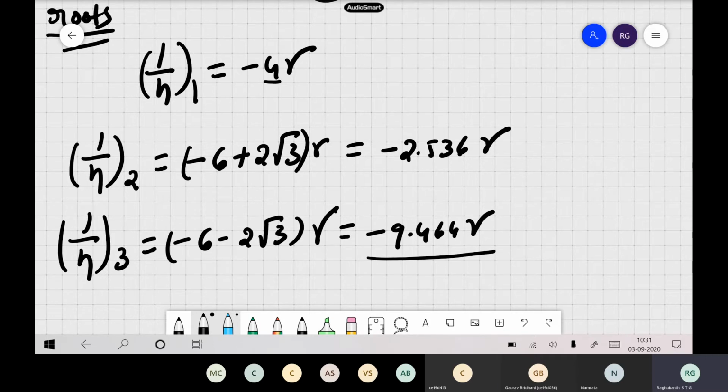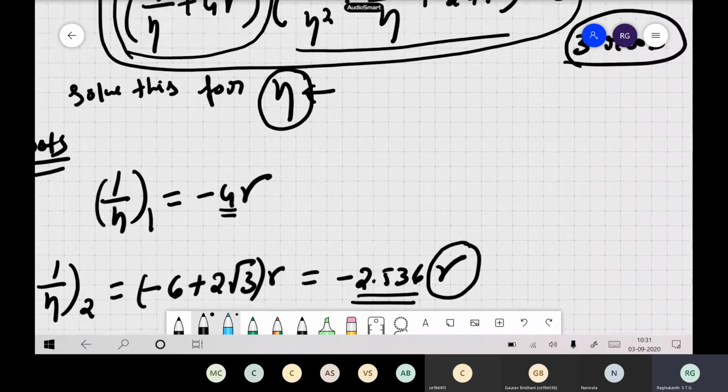See, first one is 4. Second one is 2.536. Third one is 9.464. Now, which is smallest among these three? Second one. That's perfectly fine. But another most important thing is that your buckling load depends on your gamma.